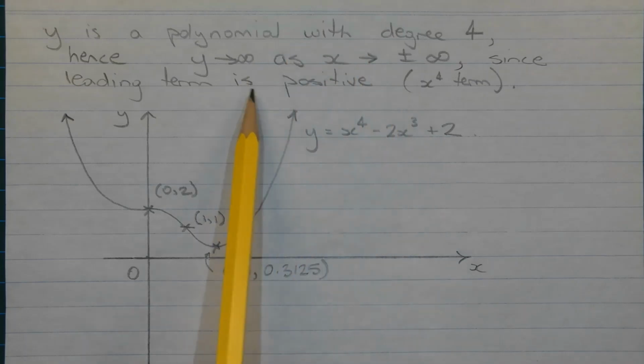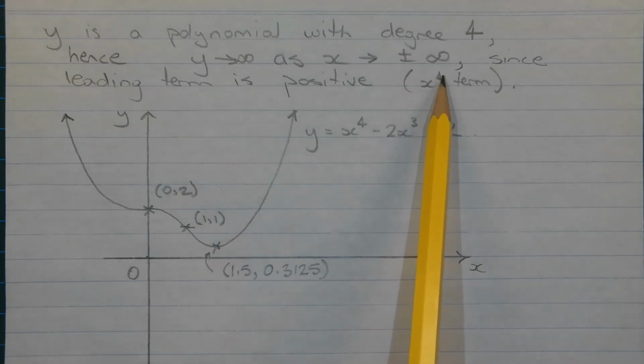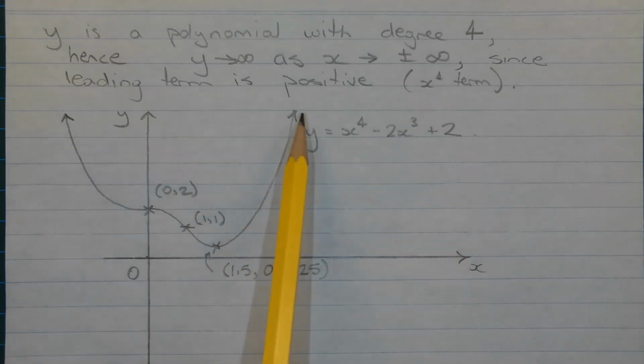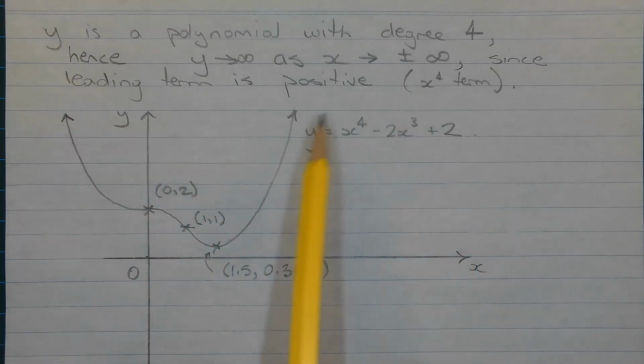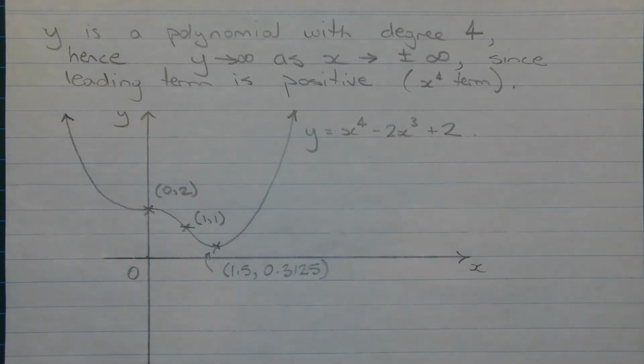So we should have two arrows at each end of this graph pointing upwards. And we know that also because the leading term, which is the x to the power of 4 term, is also positive. In other words, the coefficient multiplying x to the power of 4 is positive, which is why the two arrows on the endpoints here point upwards. If the leading term was negative, the graph would be the other way around. These arrows would be pointing downwards instead.